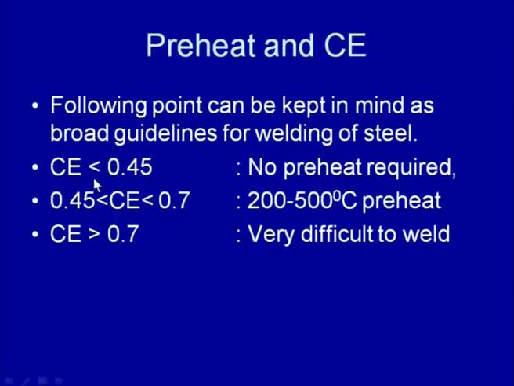If the carbon equivalent is less than 0.45, as calculated using the above equations, then no preheating is done. But if the carbon equivalent is in the range of 0.45 to 0.7, then preheating of 200 to 500 degree centigrade is done, and if it is more than 0.7, then it is found very difficult to weld.